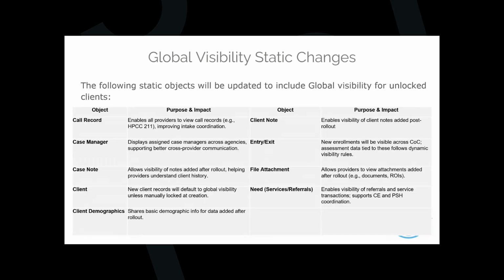Need status, again, refers to service transactions and referrals. Those are going to be globally visible. One good example of that would be coordinated entry referrals. So let's say you're a street outreach provider and you're working with a client to get through coordinated entry and get to permanent housing. You'll be able to look at that client's referrals now and see once that client gets referred to a particular permanent supportive housing project, because all of that is going to be globally visible to you.